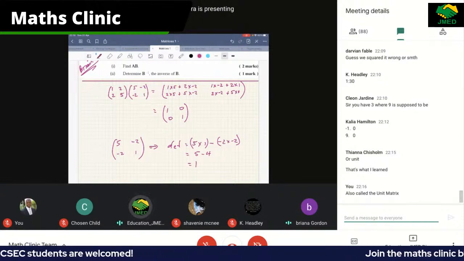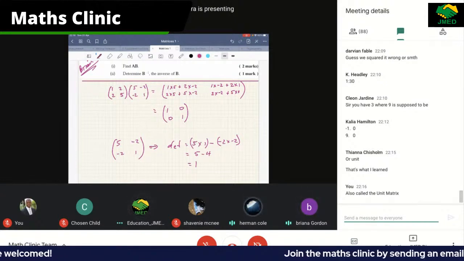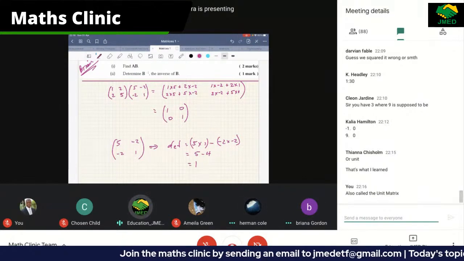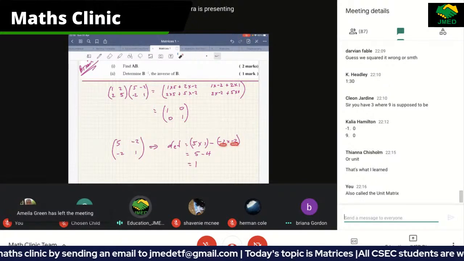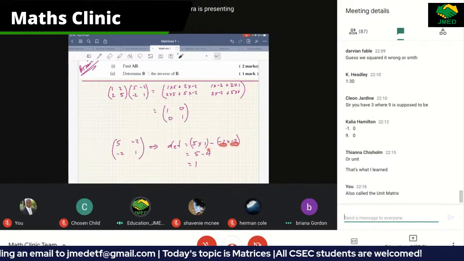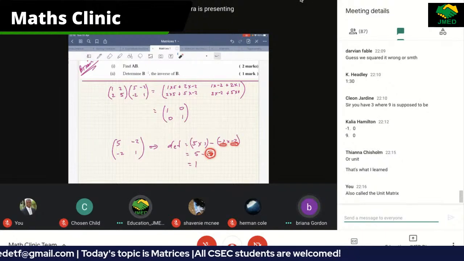It's positive 4, sir, and I want negative to put 2 there, because the negative times the negative inside here, a negative 2 times a negative 2, would give me a positive 4. And I bring this negative down there.